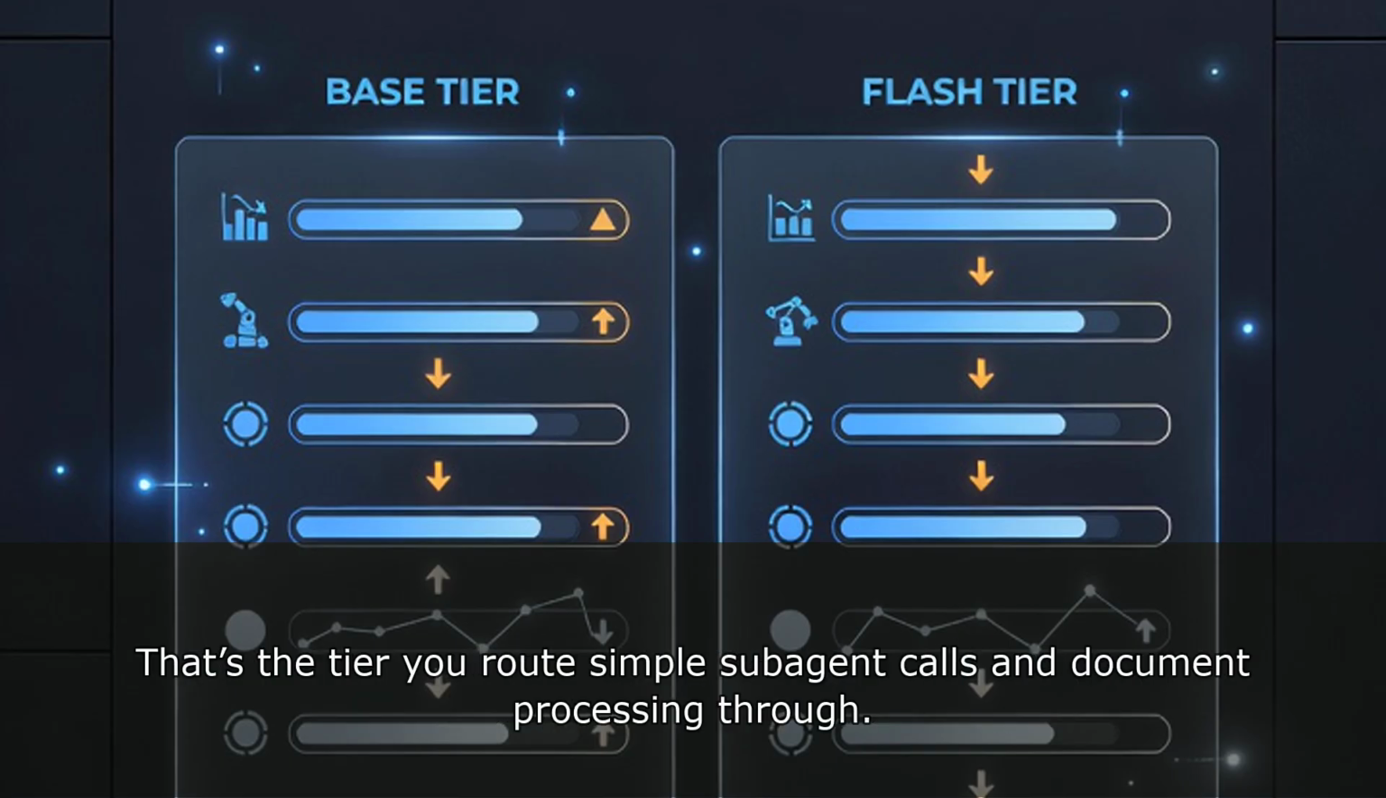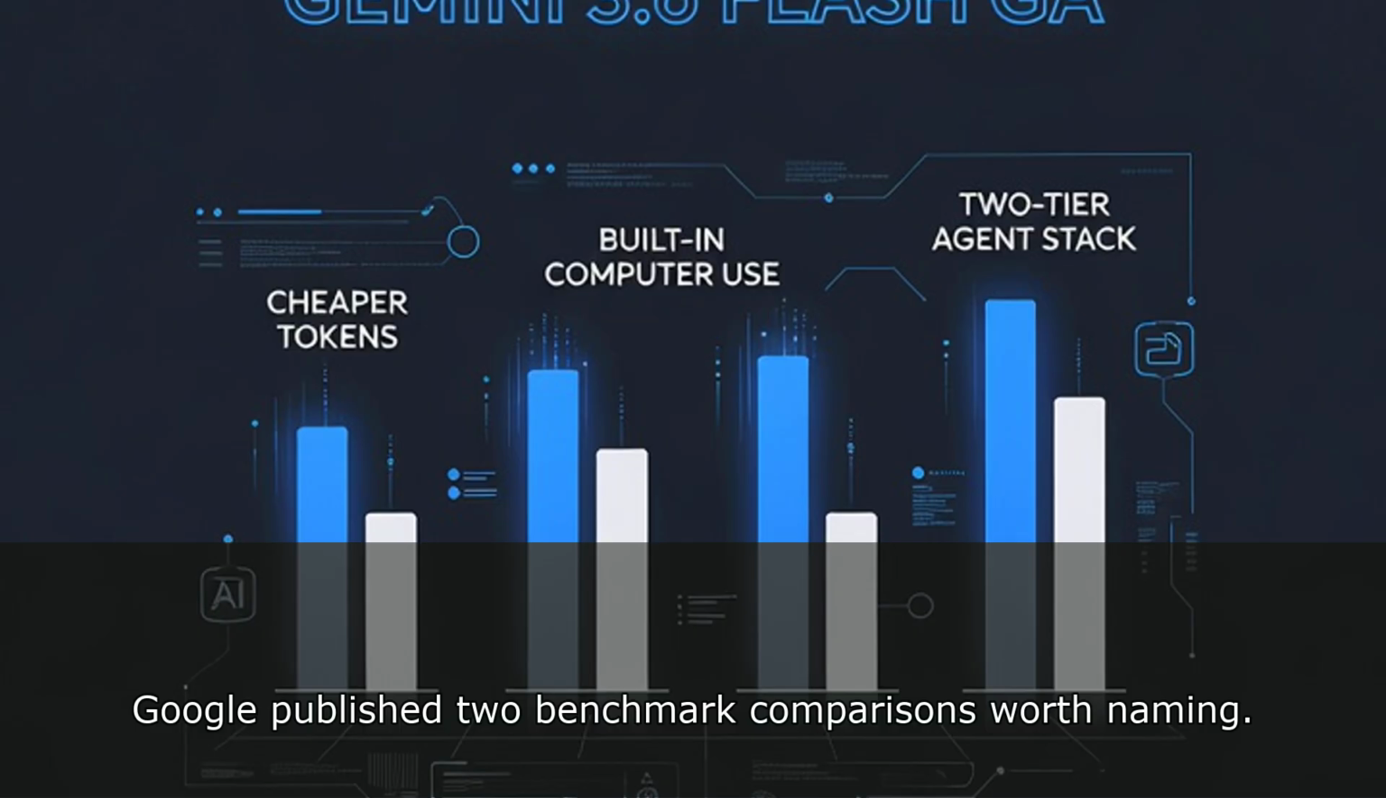Flashlight sits further down the stack. 30 cents per million input, $250 per million output. That's the tier you route simple subagent calls and document processing through.